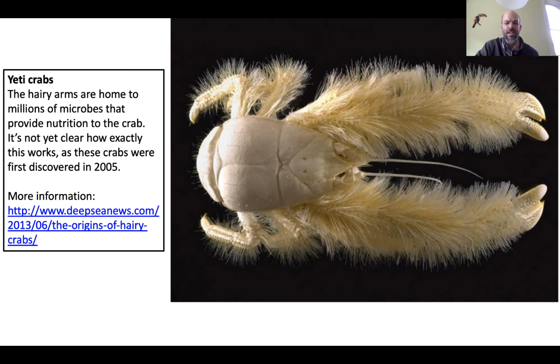It's not exactly clear what the microbial biofilms are doing. I think it's a good prediction that it's going to be a similar story as with the beards of the shrimp, and that the Yeti crab is probably eating the biofilms that it grows on its hairy arms. But as far as I know, they haven't quite worked out the details of how this particular episymbiosis is working. It's a relatively new discovery.